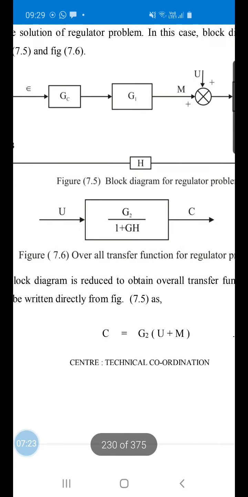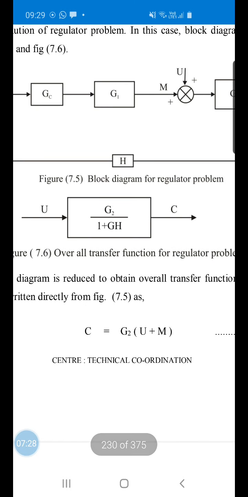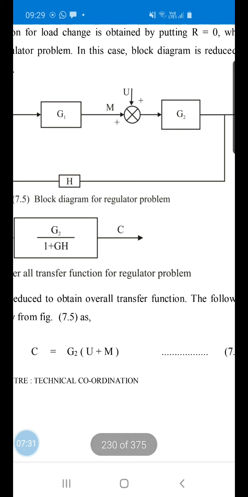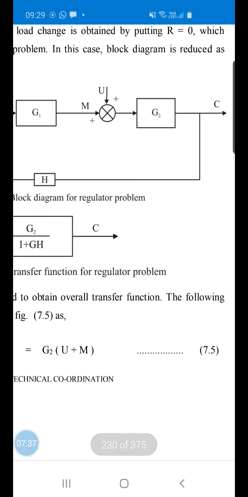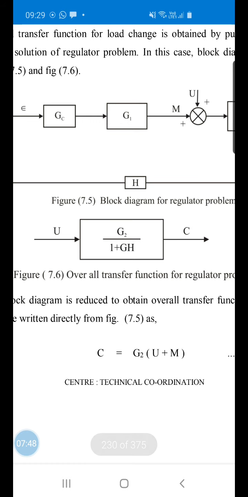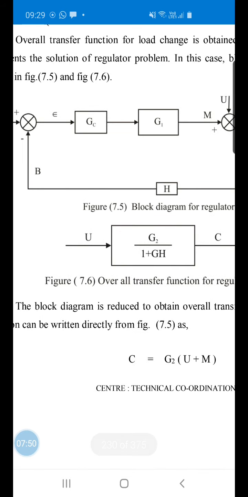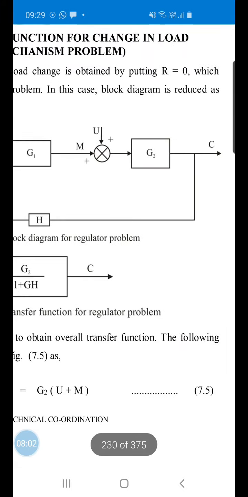How does it come? Again, we'll reduce the block diagram, write the different equations and correlate. So first equation, what will be the C? C will be G2 into U plus M. Have you understood? C is equal to G2 into U plus M. Then what is M? M is equal to G1 GC into epsilon. What is epsilon? Epsilon is equal to R minus B. But R is equal to 0, so epsilon is equal to minus B. What is B? B is equal to H into C.